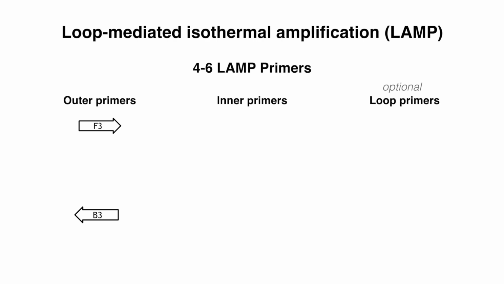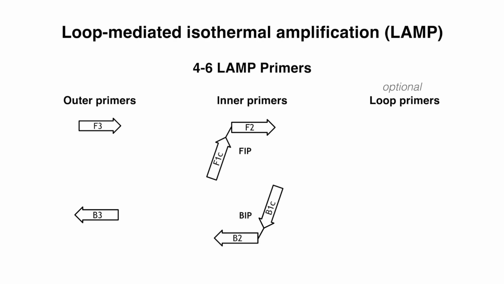The inner primers consist also of 2 primers, the forward inner primer, or short FIB, and the backward inner primer, or short BIB. What is special about the inner primers is that they each contain 2 distinct regions for binding. For the forward inner primer, this is the F2 region at the 3' end and the F1C region at the 5' end. We will later find out why this is essential for the LAMP reaction.